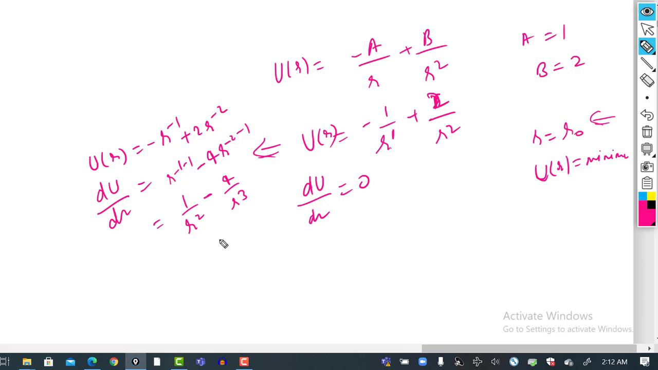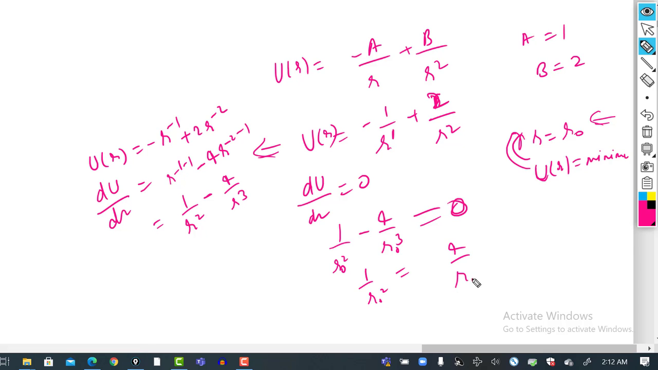And I have already told you, put du by dr equal to 0, then r will become r naught, right? So put du by dr equal to 0. So 1 by r square minus 4 by r cube, that is du by dr equal to 0. Now the moment when du by dr is 0, that is the condition for minima. It means r becomes r naught. So you can put here r naught. So simply what you are going to see, it will become 1 by r naught square will be equal to 4 by r naught cube.